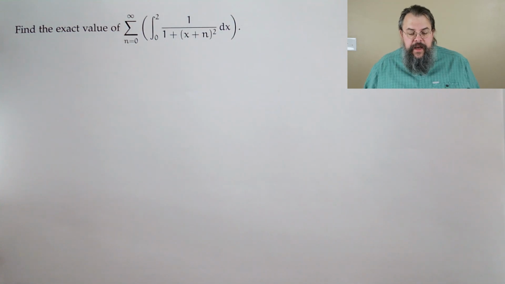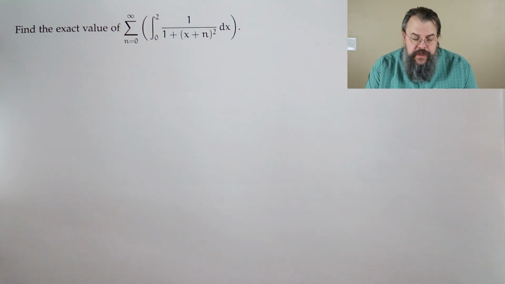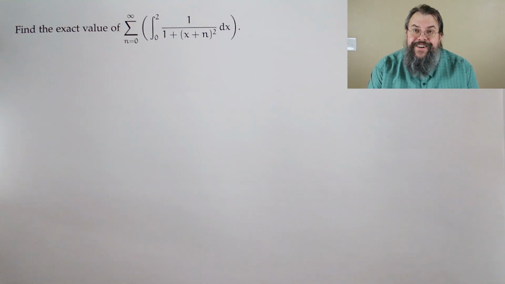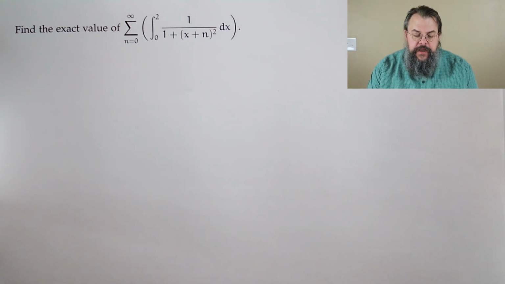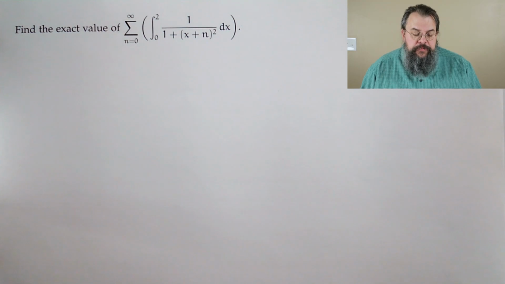Find the exact value of the sum, n equals 0 to infinity, and we're integrating from 0 to 2 of 1 over 1 plus x plus n squared dx. Okay. Well, this should be interesting. What can we do? Well, we should think about how to approach this problem.